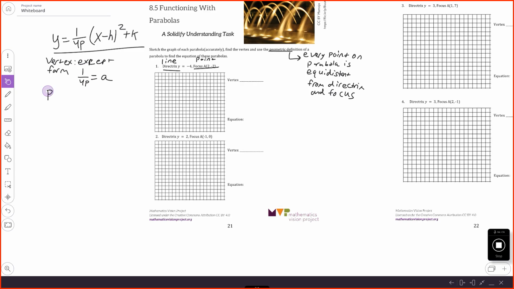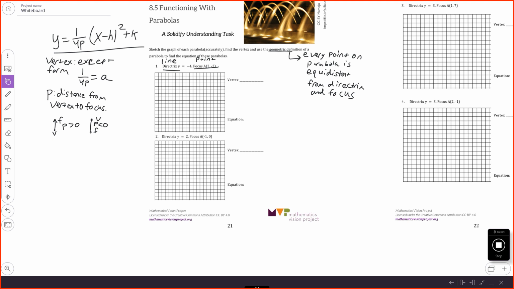But it's very important because p is the distance from vertex to focus. Technically, it's also the distance from vertex to directrix. The reason I say to focus is because if I go up from the vertex to the focus, then p is greater than 0. If I have to go down, that means p is less than 0. So I always say vertex to focus, so I know if p is positive or negative.